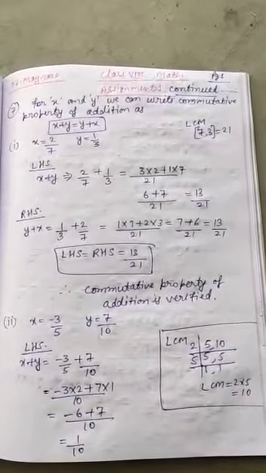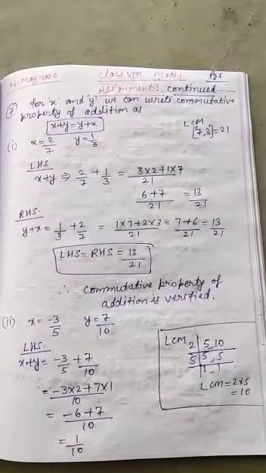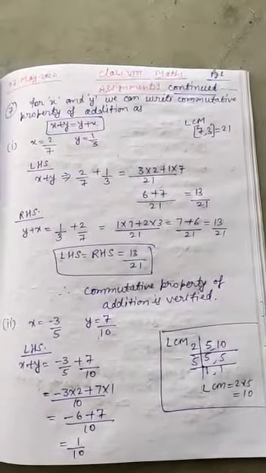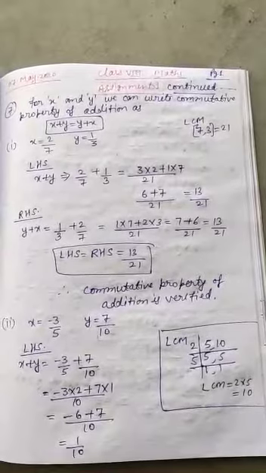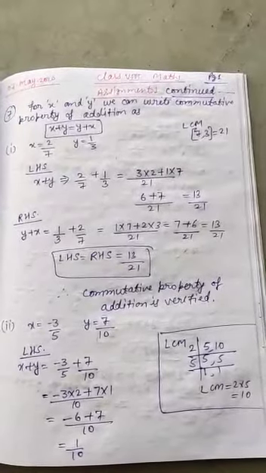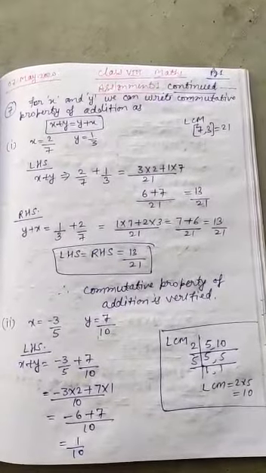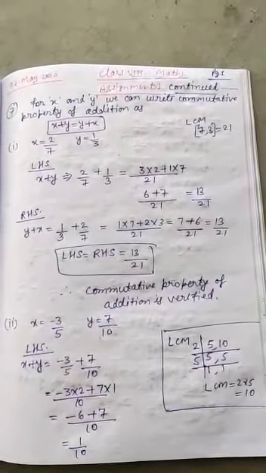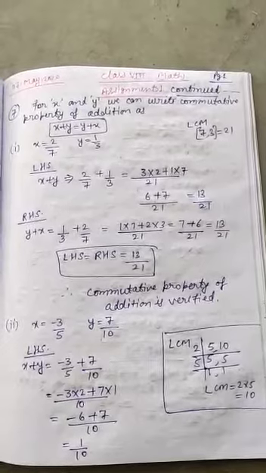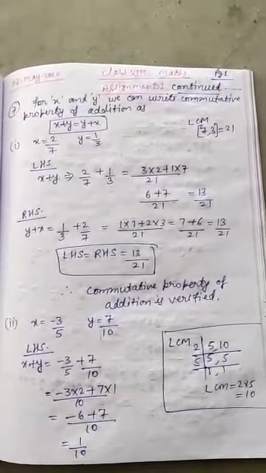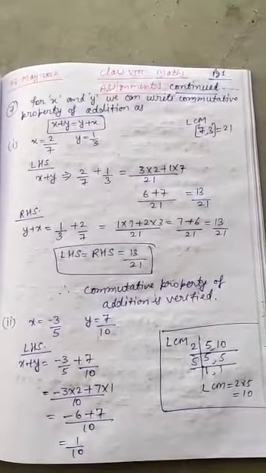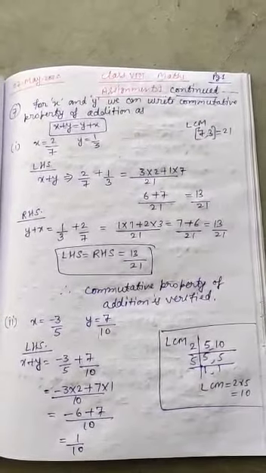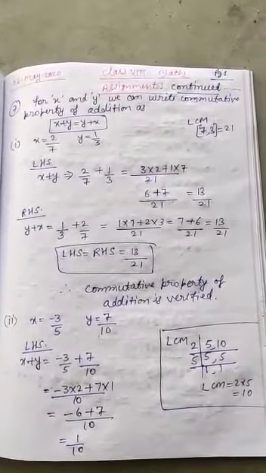Now we will replace the value of x and y to the left hand side and right hand side, and we will see if both answers are same, then commutative property of addition will be satisfied, otherwise the property will not be satisfied. So now we are going to replace the value to the left hand side. We have replaced x equals to 2 by 7 plus 1 upon 3. Then you will see 7 and 3 have LCM of 21.